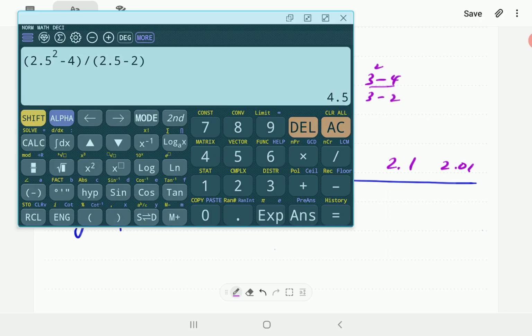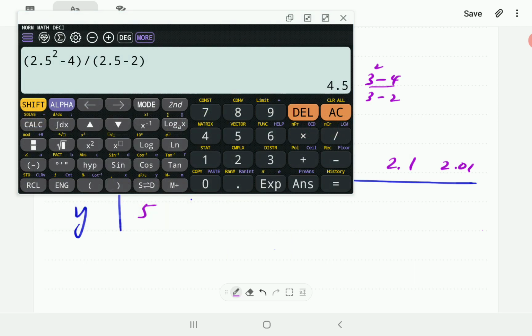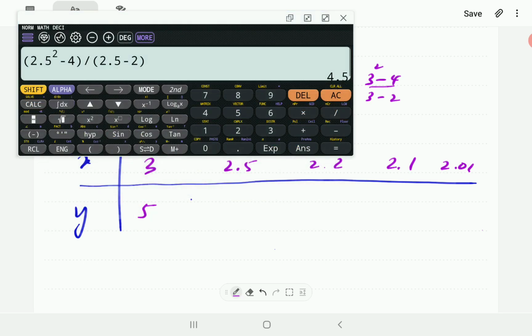So that works out to 4.5. Then when x is 2.2, so I'm just going to replace that by 2.2, and that works out to 4.2.